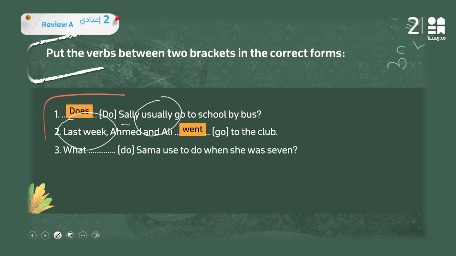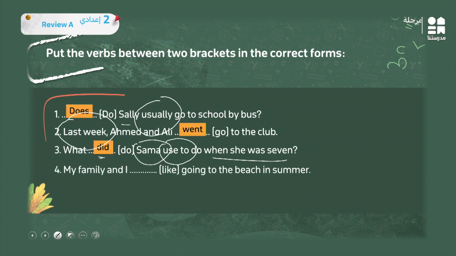Number 3, what, space, do Sama used to do when she was 7? Here I have Sama, but I have when she was 7. Okay, I am talking about something she was doing regularly when she was young. يعني حاجة كانت متعودة بتعملها بشكل دائم. So this means I have to use did with used to. Used to here, because it's in a question, I have to add did. Okay, because I'm talking about the past, definitely.